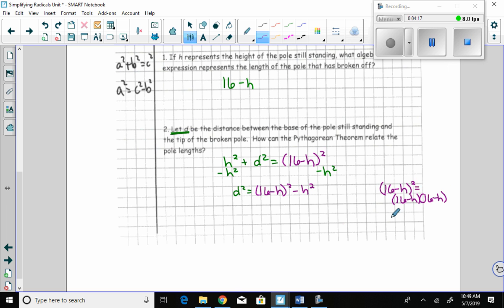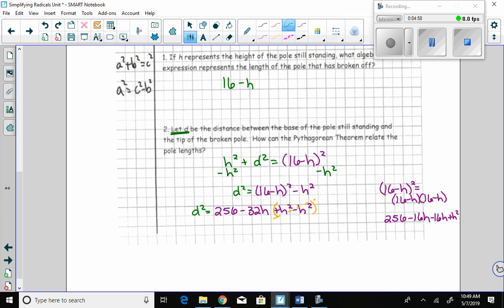So 16 times 16 is 256. 16 times negative H, negative 16H, and another one of those. And then negative H times negative H is positive H squared. So I ultimately have D squared is equal to that big thing, but I'm going to clean it up a little bit. 256 minus 32H plus H squared minus H squared. But these two cancel out. And so I am left with just 256 minus 32H.